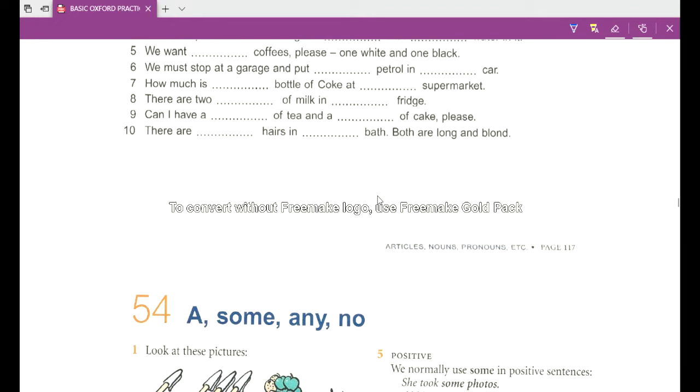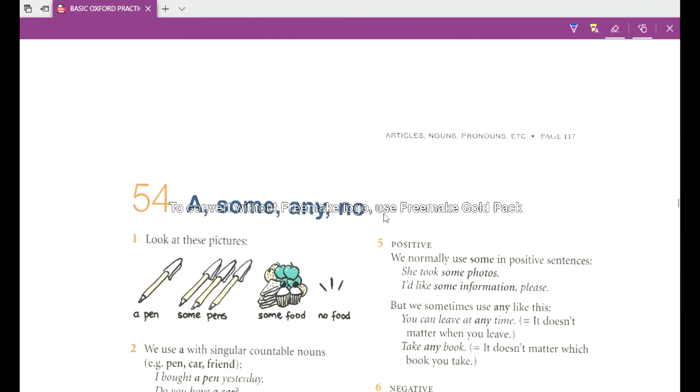Now, we have these: a, some, and no. We have to understand. Okay? Very nice. A, some, and no. These words are very important in the process of countable and uncountable nouns, and we have to know how we can use each one. Okay? A, some, and no. You know what it means? Okay?